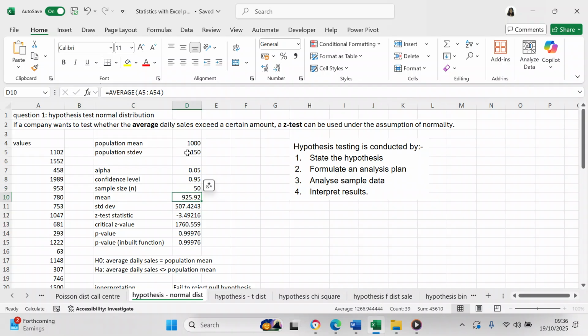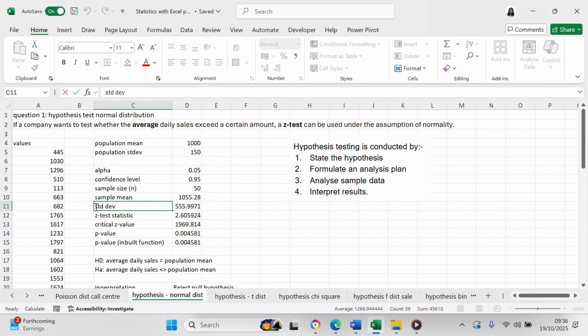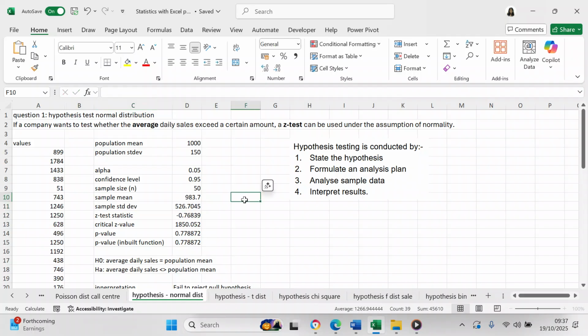Your mean is 925.92, that's your sample mean. And your sample standard deviation is 526.7045.